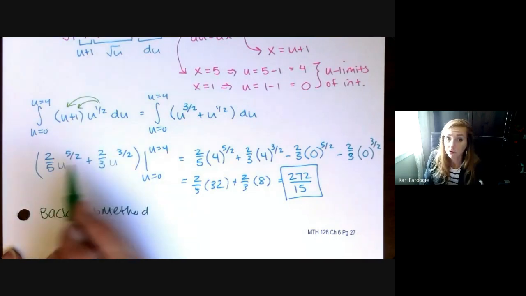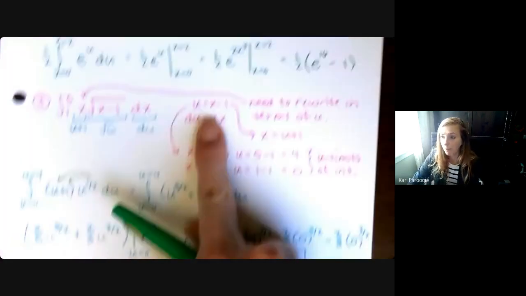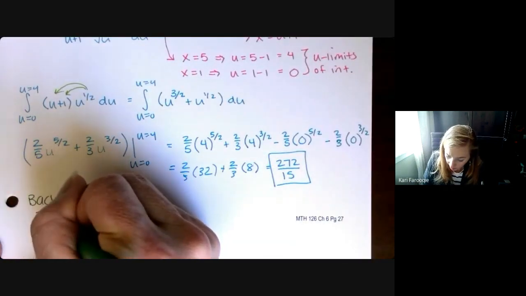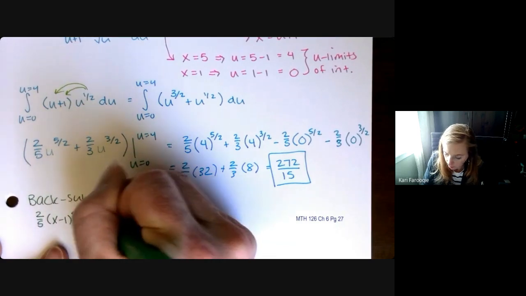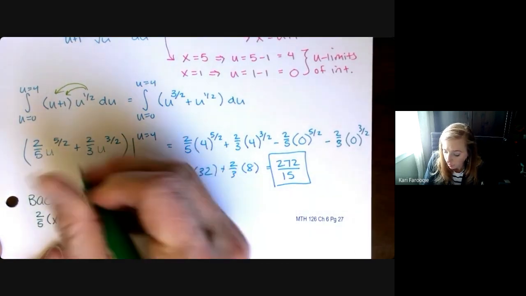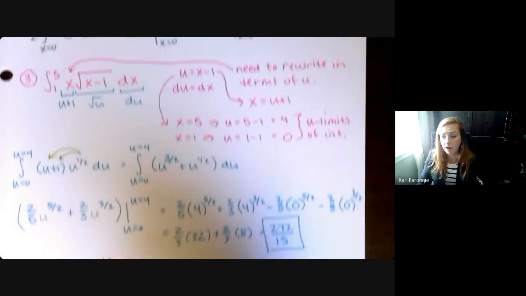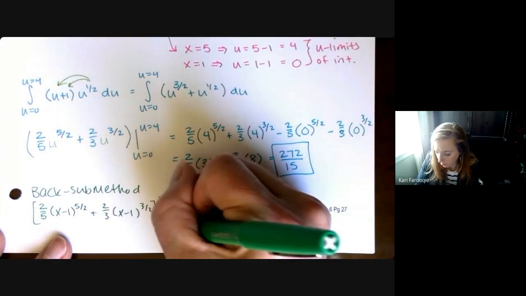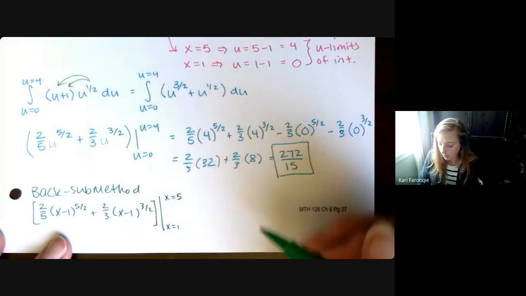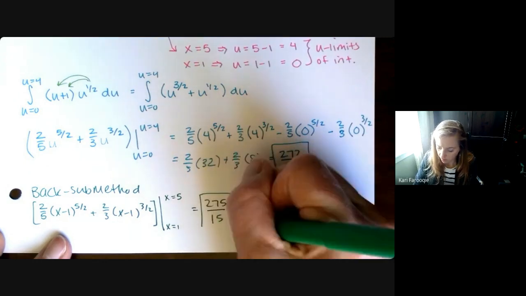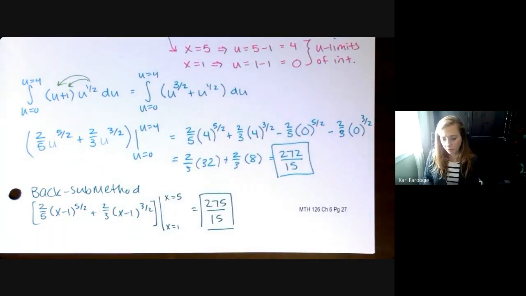you would have taken your integrated quantity and you would have rewritten your u in terms of x. U is x minus 1. So you'd have 2/5 times x minus 1 to the 5 halves plus 2/3 times x minus 1 to the 3 halves. And you would have taken this from your original x limit 1 up to 5. So you would evaluate this from x equals 1 to x equals 5. You still would have gotten 272/15. It's going to be the same answer. And basically this for the exact same reason. 5 minus 1 is 4. 1 minus 1 is 0. Same idea.